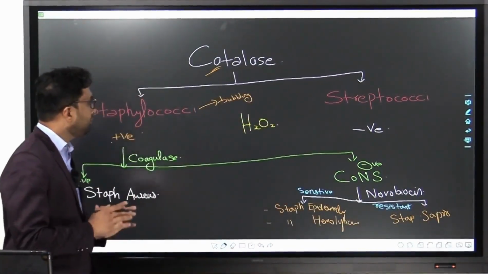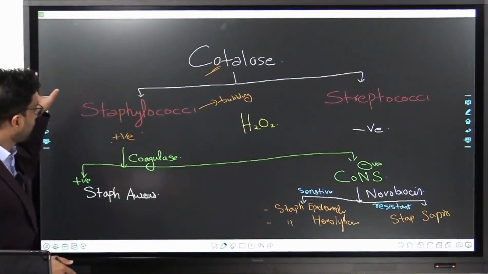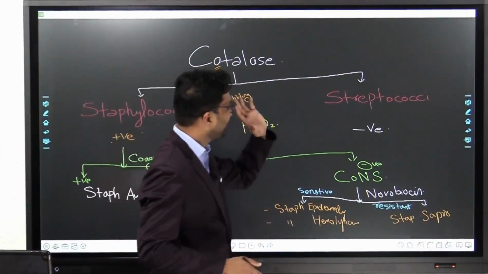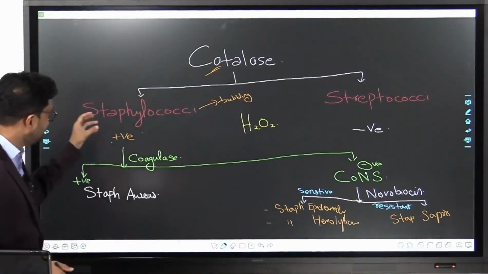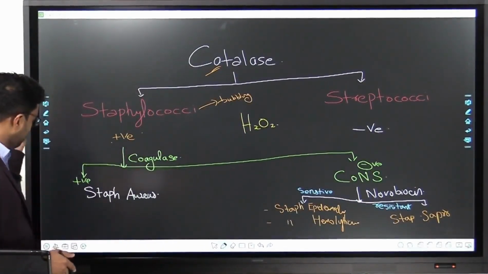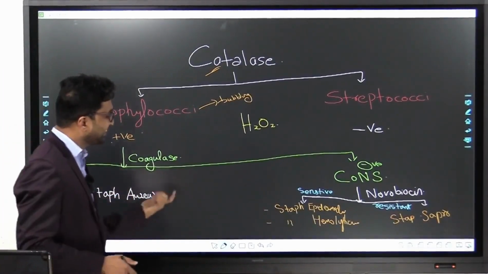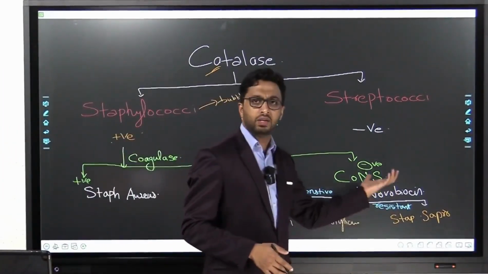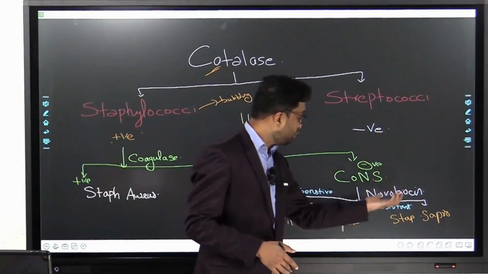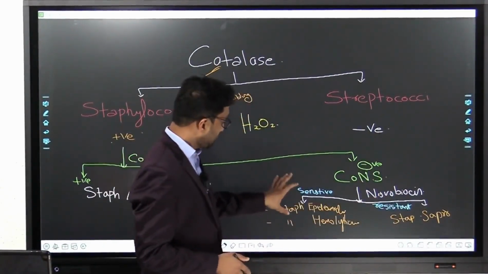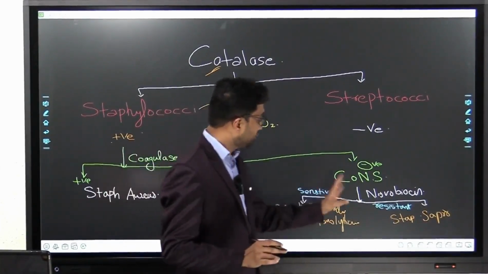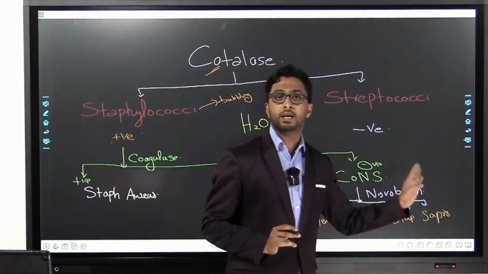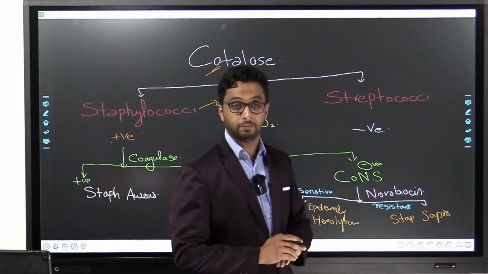Very important. Catalase positive is staphylococci, catalase negative is streptococci. Then you check for coagulase positivity. Positive is Staph aureus. Negative, again we divide based on novobiocin sensitivity. Those that are sensitive are epidermidis and hemolyticus. Those that are resistant are Staph saprophyticus.